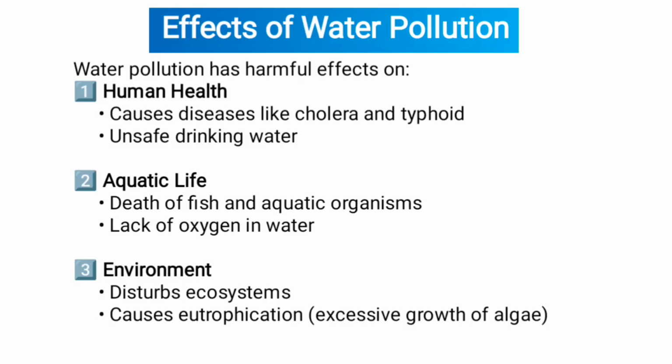Effects of water pollution. Water pollution has harmful effects on human health, causes diseases like cholera and typhoid, and unsafe drinking water. Second one, aquatic life: death of fish and aquatic organisms, lack of oxygen in water. Third one, environment: disturbs ecosystems, causes eutrophication, meaning excessive growth of algae.